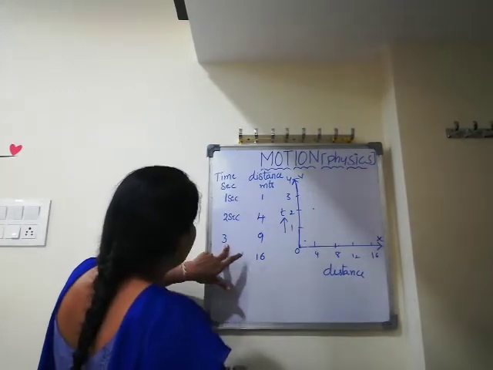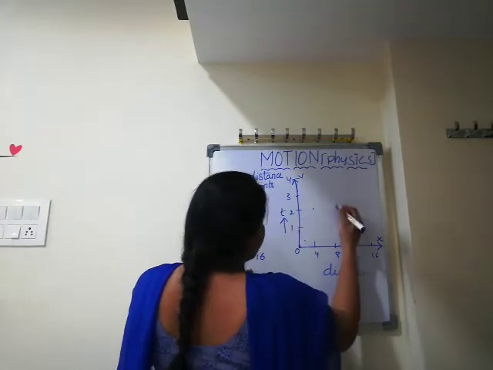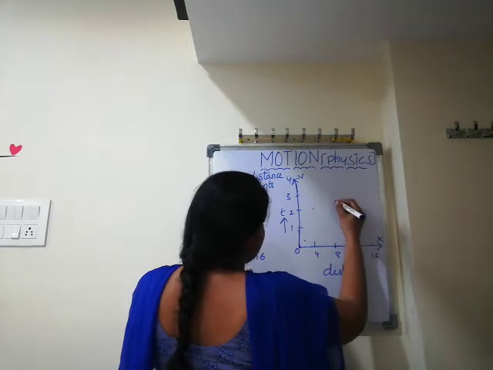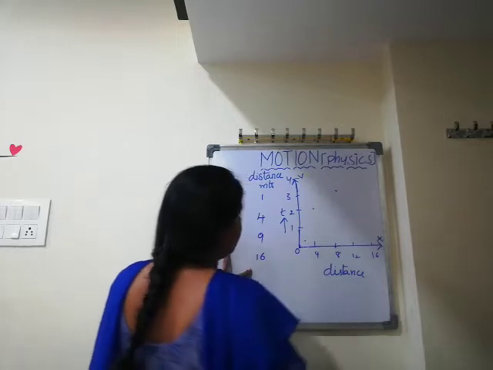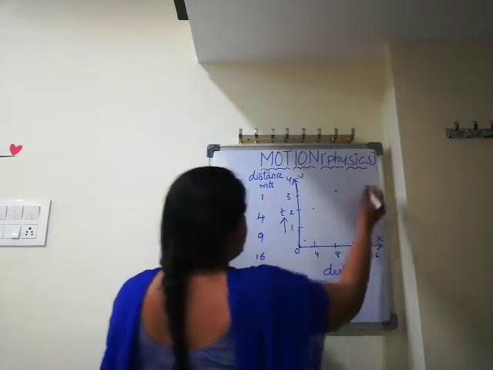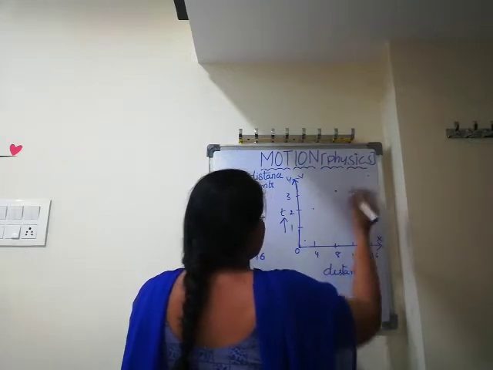Next one at third. At the 3rd second, the distance travelled is 9. Yes or no, children? At the 3rd second, the distance travelled is 9. And at the 4th second, it is 16.